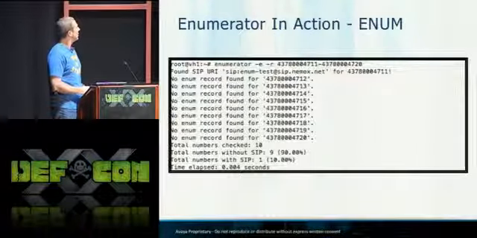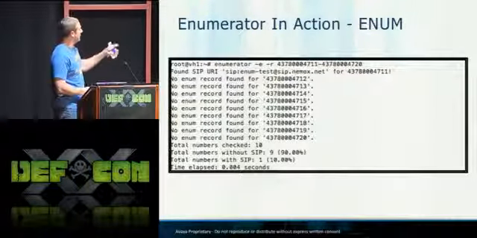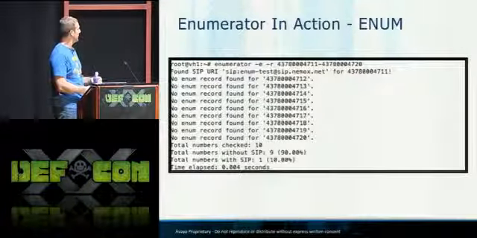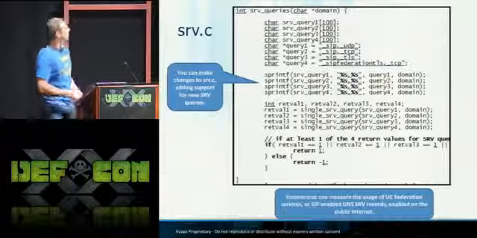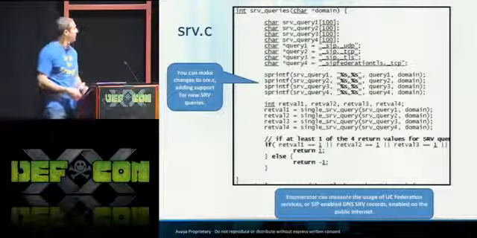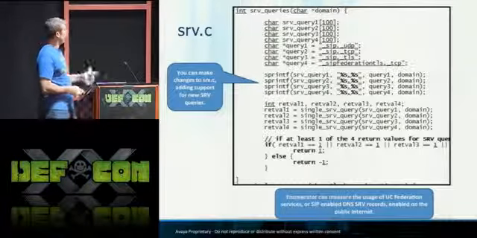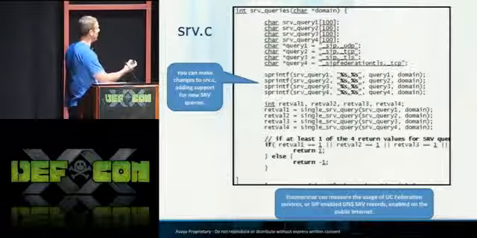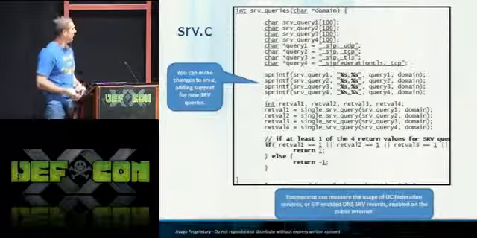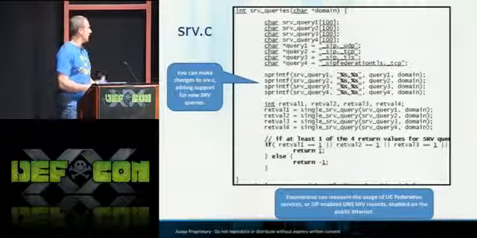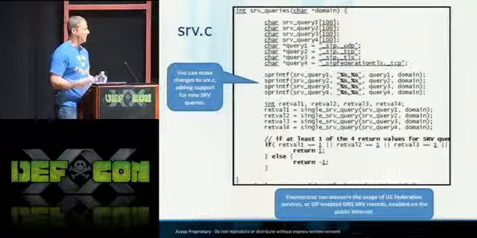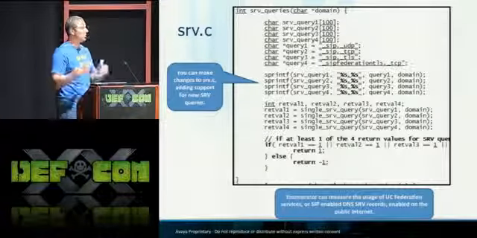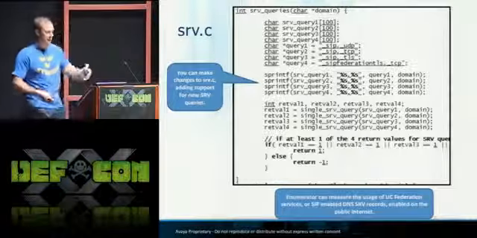So here's another view of doing a range of addresses, and it calculates some statistics at the end of its little ENUM scan. I've already released this, like I said, and for the tool, you can go into srv.c, and these are the lines right here if you want to modify the code and add your own SRV lookups. Enumerator can measure the usage of UC federation services or SIP-enabled DNS on the public internet. So we're giving this away as a research tool, and as we find more SRV record types, we can add them into Enumerator.